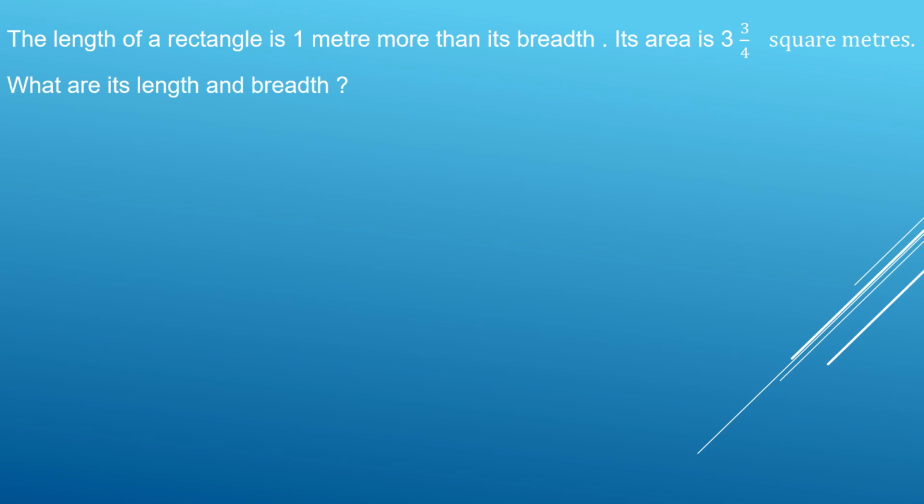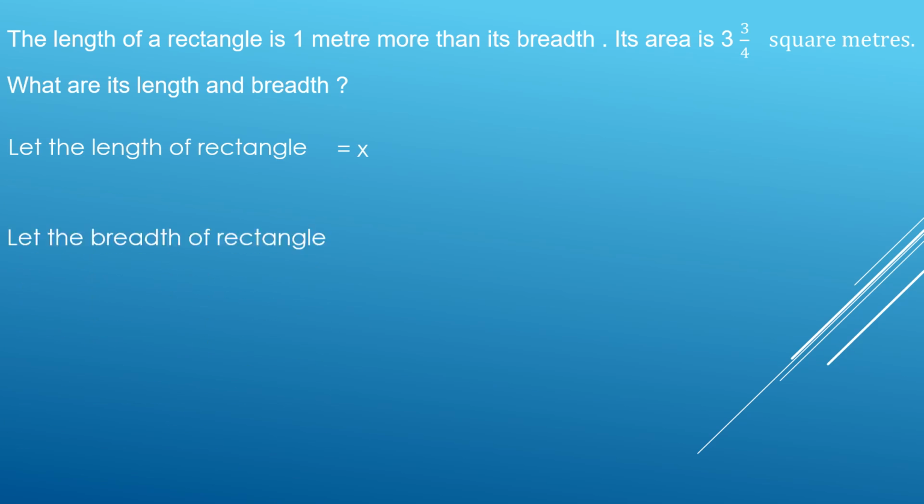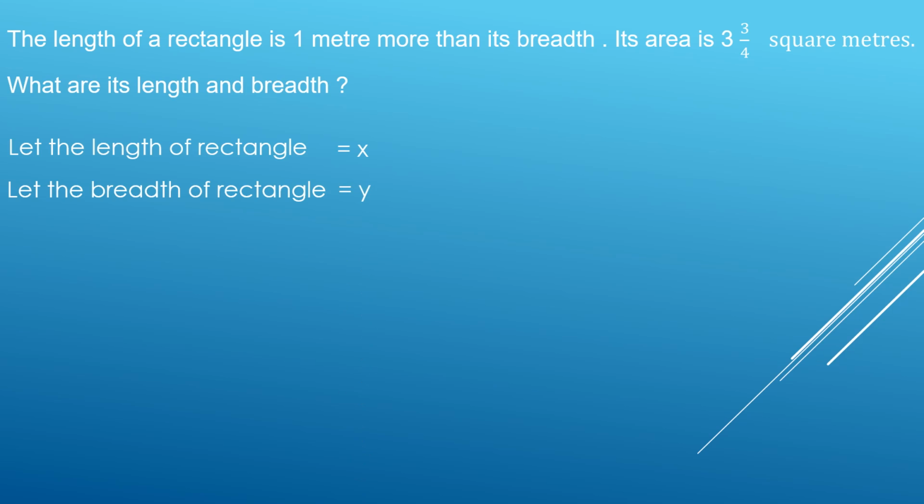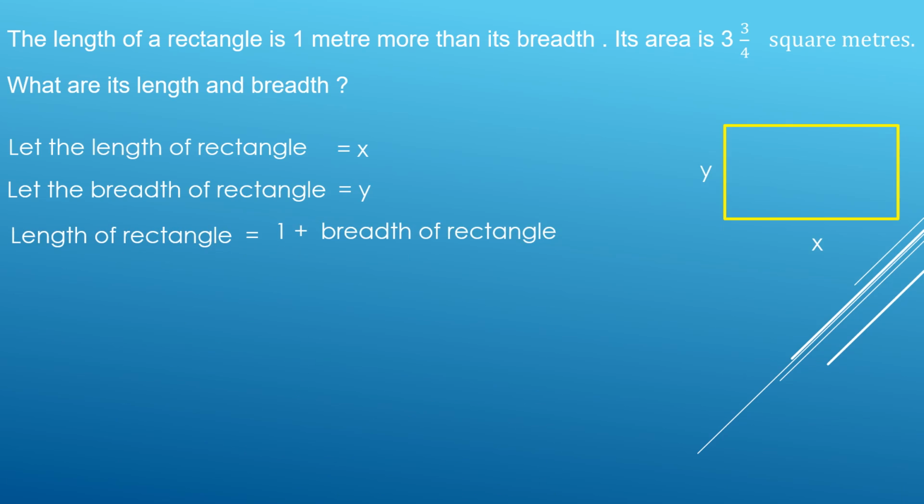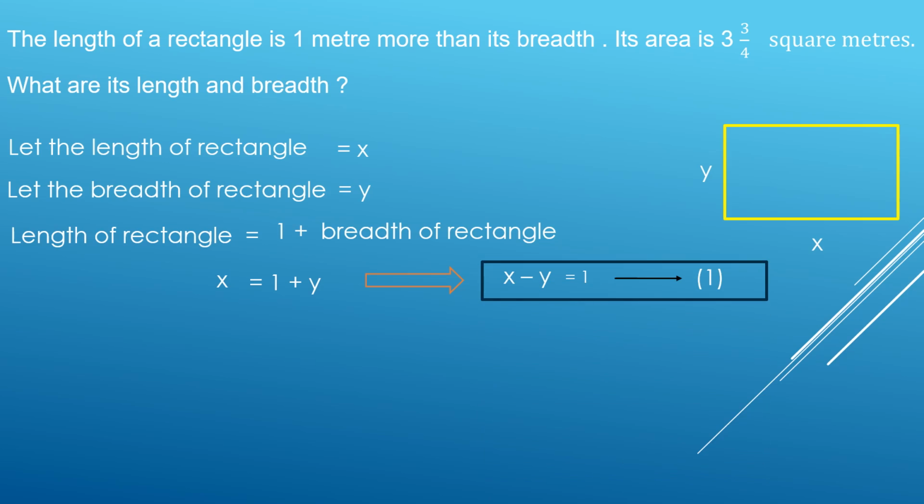So tell me the first step. Let the length of the rectangle be x, then let the breadth of the rectangle be y. Good. Now look at the first sentence. The length of the rectangle is 1 meter more than its breadth. Length of rectangle is equal to 1 plus breadth of rectangle. Replace this with x and y and tell me. Correct. x equal to 1 plus y. Rearrange this and tell me the first equation. Good. x minus y equal to 1, and we call this equation number 1.